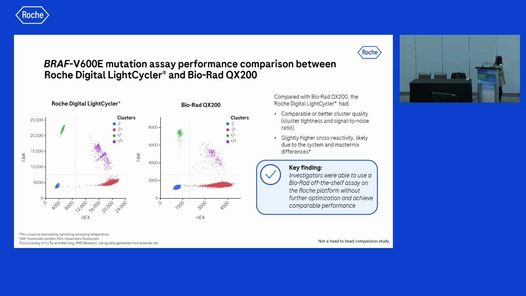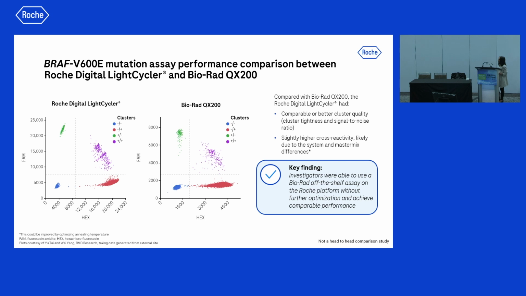So another aspect that I'd like to highlight, from a qualitative standpoint, is that, from experiments 1 and 2, as I've already mentioned, this is an off-the-shelf Bio-Rad assay. And you can see that there was no optimization done for the Digital LightCycler system. What I think you can appreciate from these 2D plots is where we have the Roche Digital LightCycler on the left-hand side and the Bio-Rad QX200 on the right-hand side. Compared with the Bio-Rad plot, the Digital LightCycler has much better cluster tightness and signal-to-noise ratio.